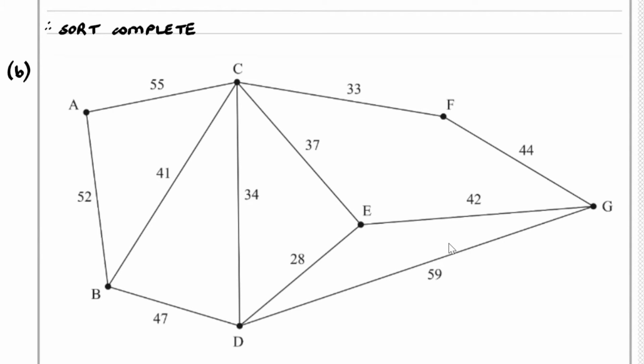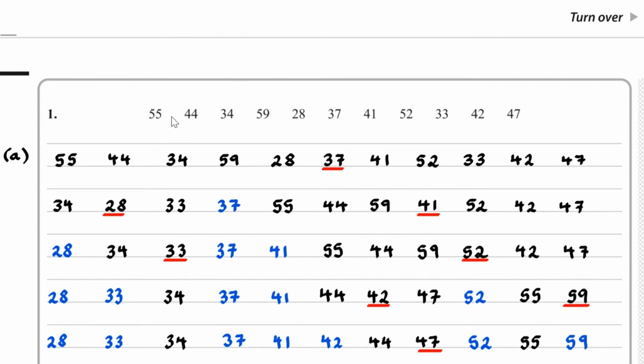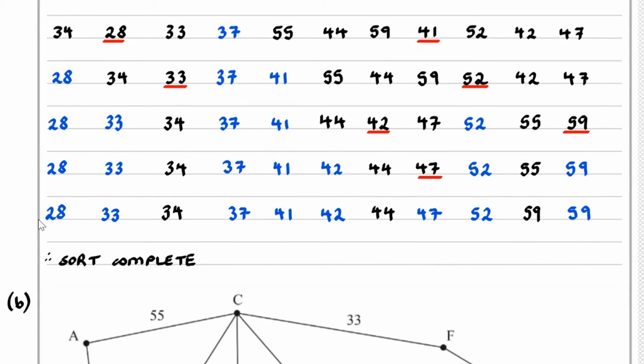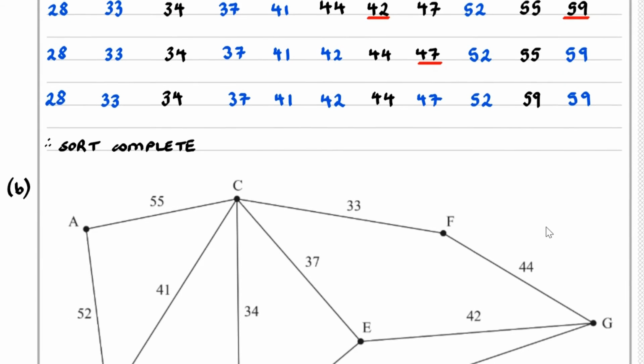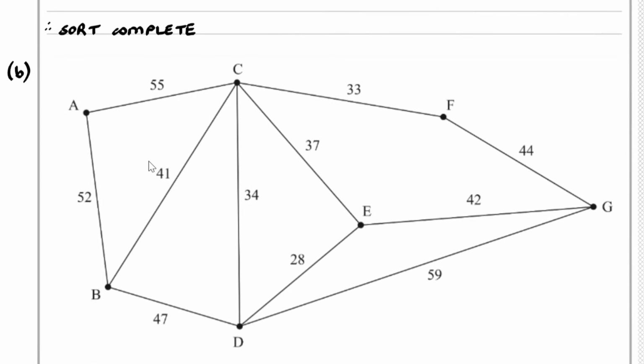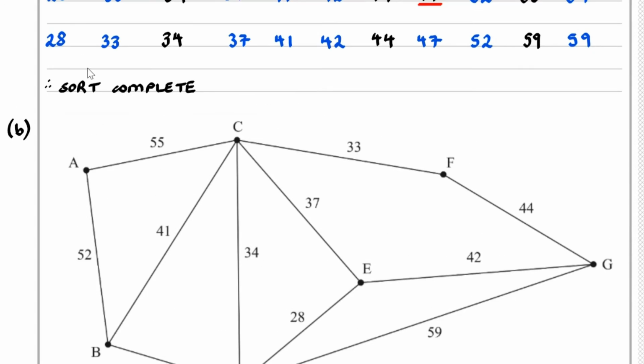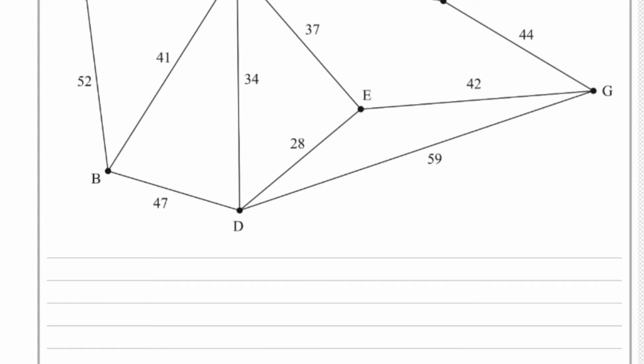Now here is a copy of figure 1, and what you will notice is each of the weights on the arc correspond to the list of numbers we see here, and for this list of numbers we have already put them in order. So the smallest is the 28, which would correspond to DE. So we have DE with a weight of 28.